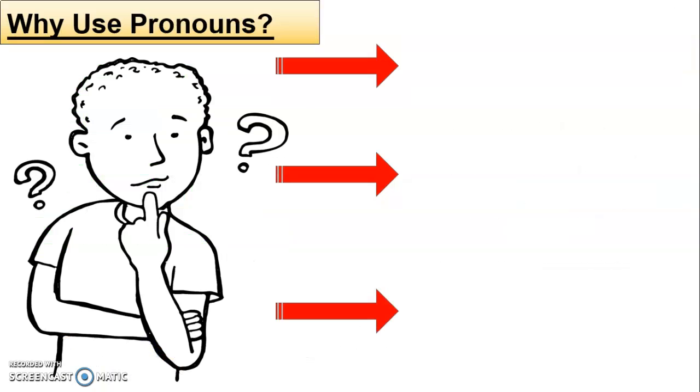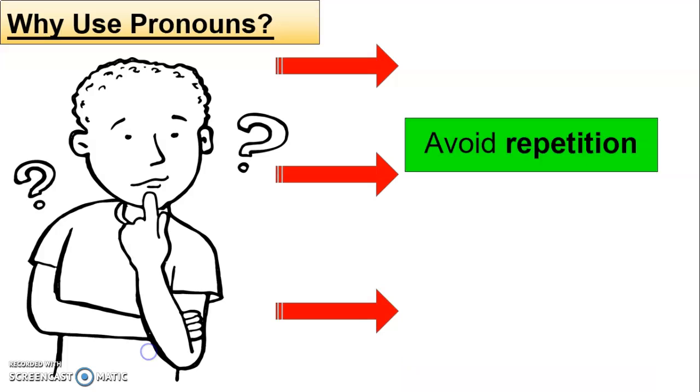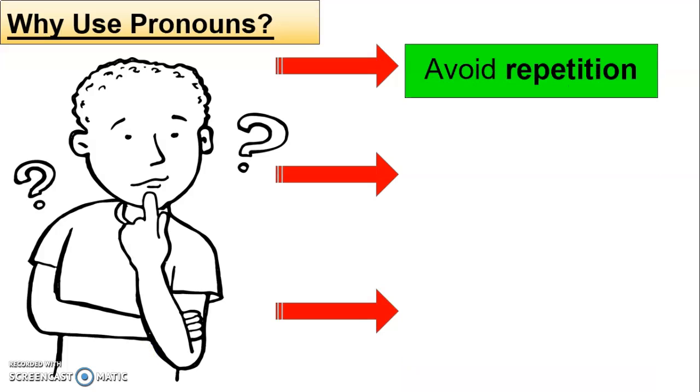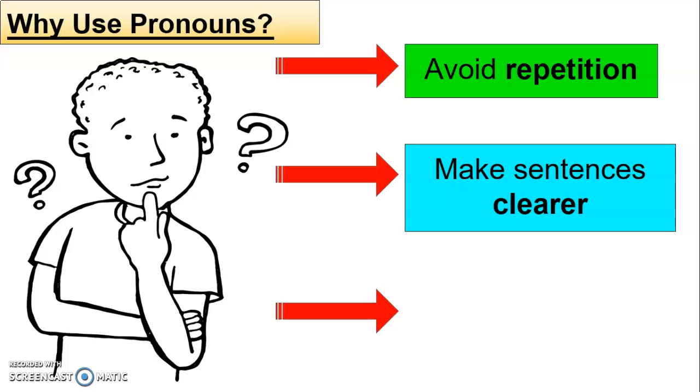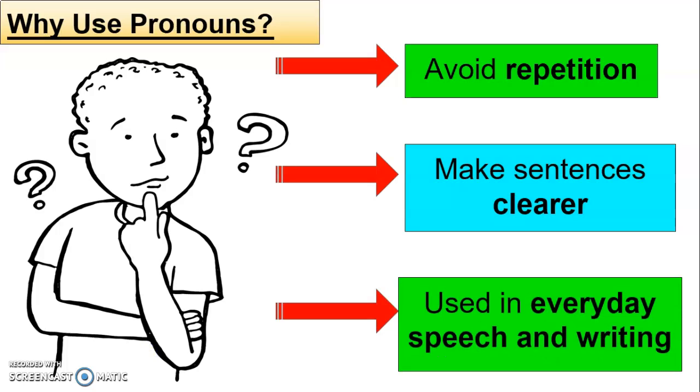Now, why do we use pronouns? From that exercise, it makes it pretty clear. We use pronouns to avoid repetition. And second, in doing so, we make our sentences and writing clearer. And because they're frequently used in everyday speech and writing, it's best that we familiarize ourselves with this form so that we're able to use it when we're speaking and we're writing.